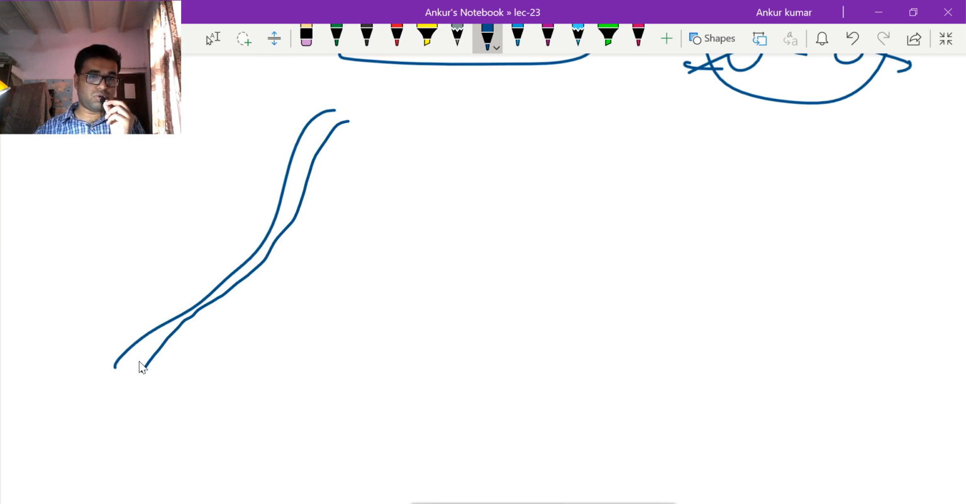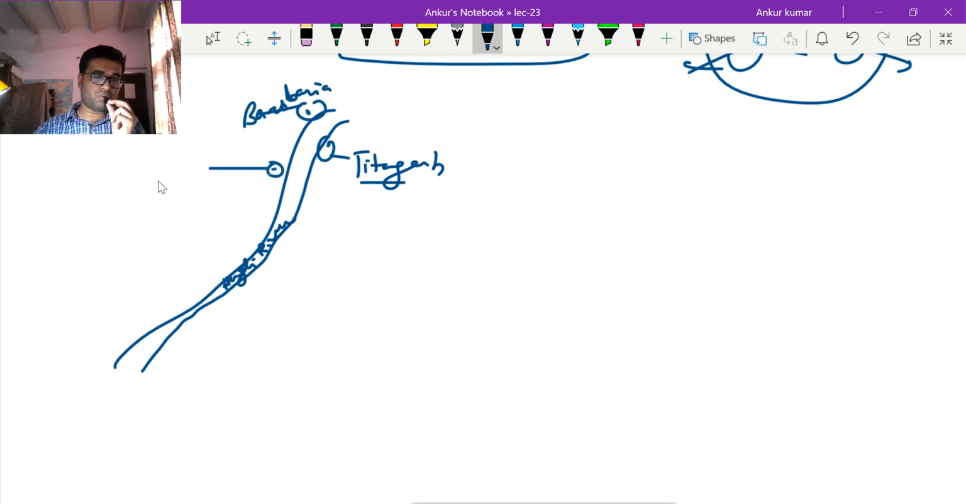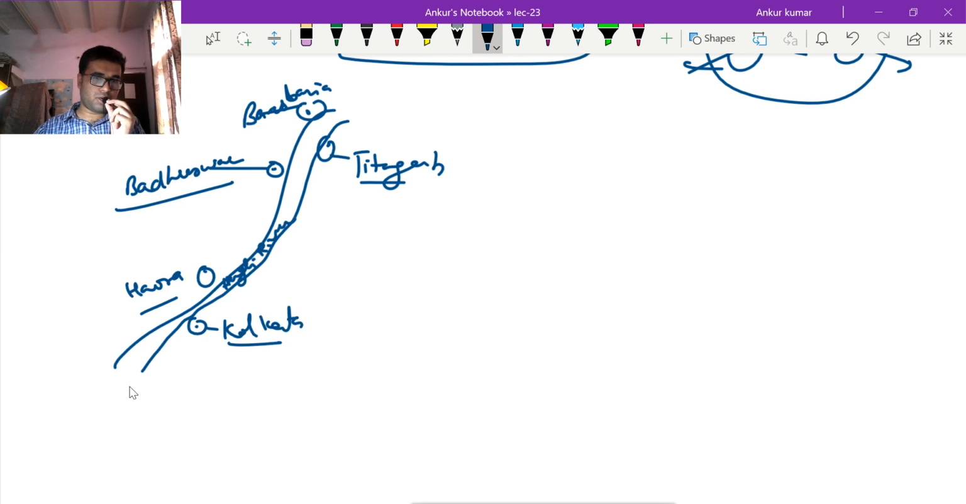One is along this Hooghly River. This is the Hooghly River, right? So along the Hooghly River, for example, here you have Bansaberia, right? Here you have Titagad. Okay. Here you have Bhadreshwar. Okay. Here you have Howrah. Okay. You have Kolkata, and here you have Birla Nagar.